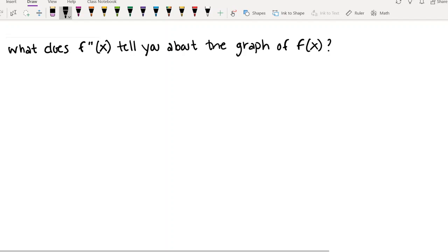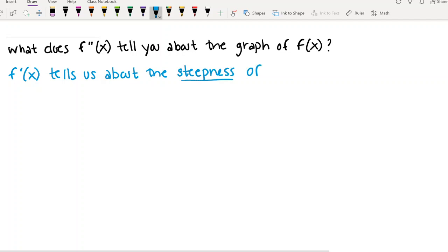So I'm going to write something down here, which is that one way that we can think about the first derivative is that it tells us about the steepness of a function, right? Like when the first derivative is a bigger number, that means the graph is steeper. It also tells us whether the graph is increasing or decreasing, but at least one of the things it tells us is about steepness. So f prime of x, the first derivative, tells us about the steepness of your original graph.